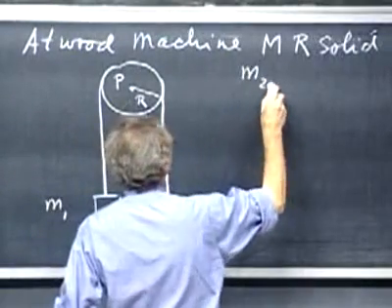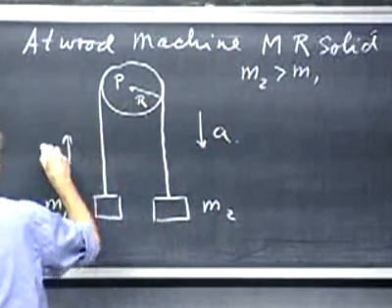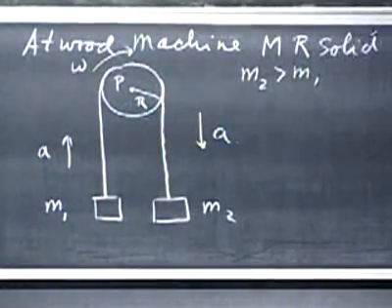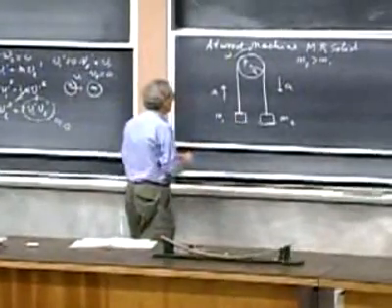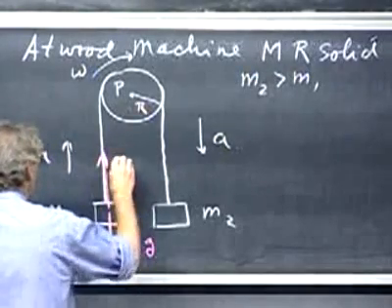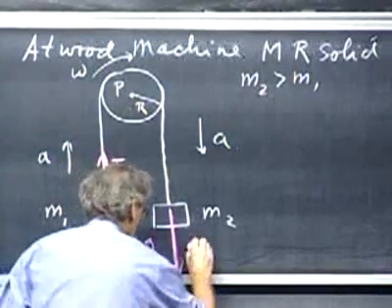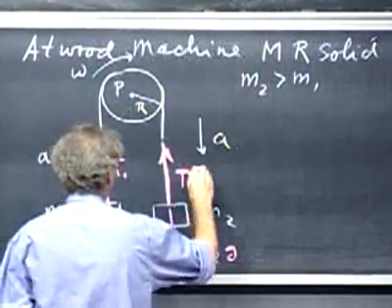And let's assume that m2 is larger than m1. So this will be accelerated in this direction, this will be accelerated in this direction, and this will start to rotate with angular velocity omega, which will be a function of time. And now, the first thing we want to do is to make up free body diagrams. Free body diagrams for this one is easy. M1G down and T1 up. For this one, we have M2G down and we have T2 up.